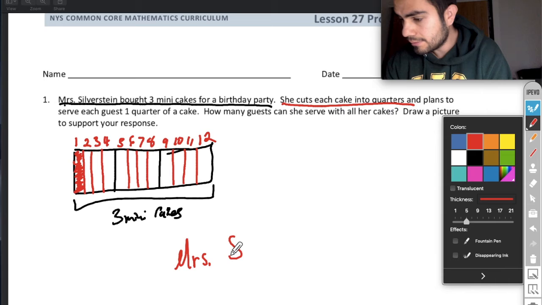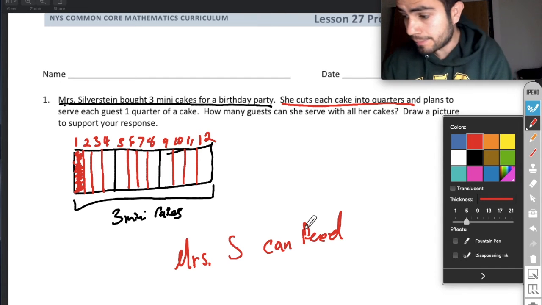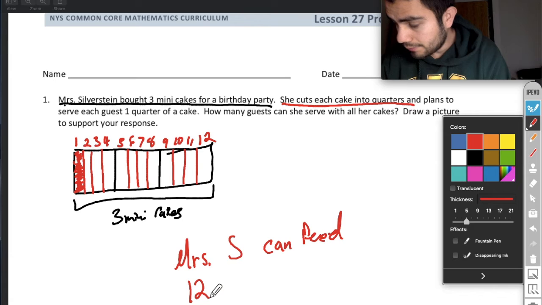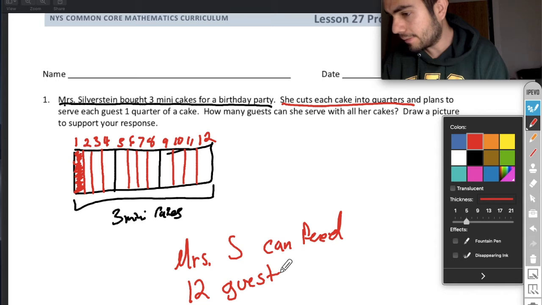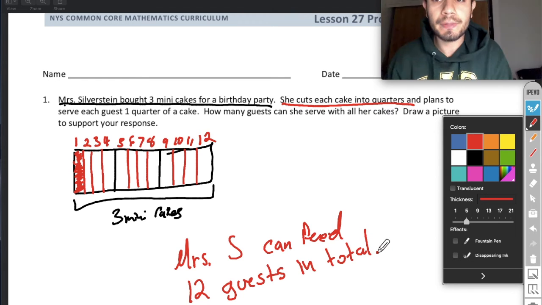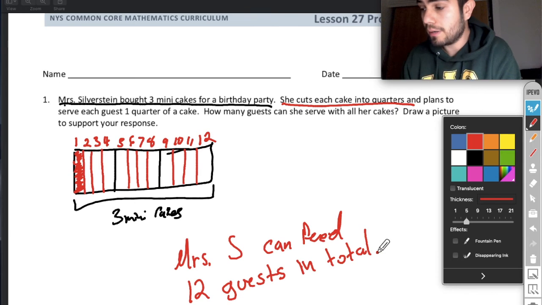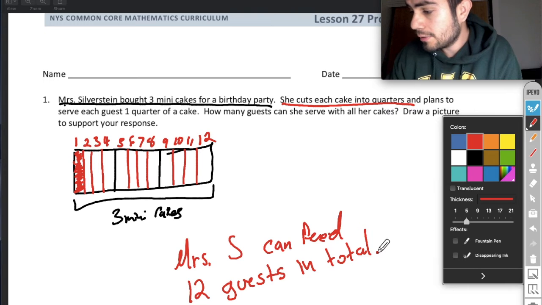Miss S can feed, and I hope you write it a little bit better than me, 12 guests in total. Okay, so as you can tell, if you draw them out, they're going to be a lot easier. So make sure that you have a piece of paper, scratch paper, it can be whatever, and so you can try them out. Let's go on to our next one.